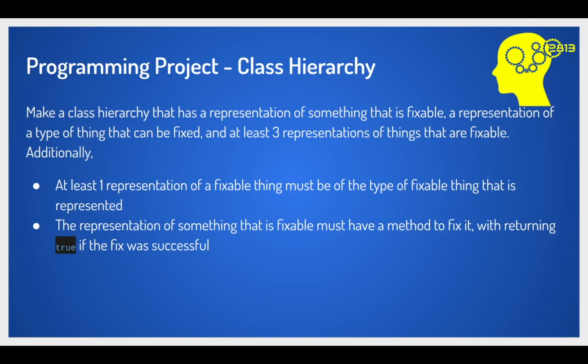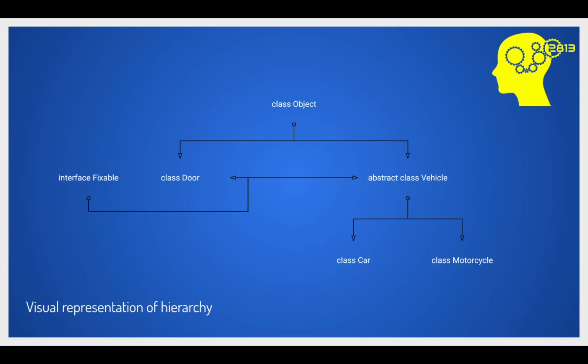In a couple seconds, I'm going to swap to a slide which has a visible hierarchy that you can look at. So here's the hierarchy to look at. We have interface Fixable, which Door implements, and we also have an abstract class Vehicle, which is also Fixable, and we have both class Car and class Motorcycle, which both extend Vehicle.